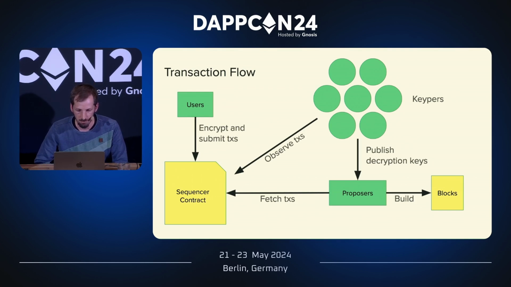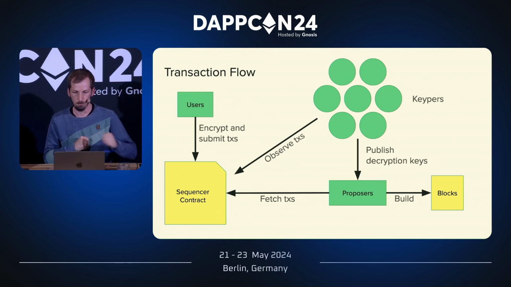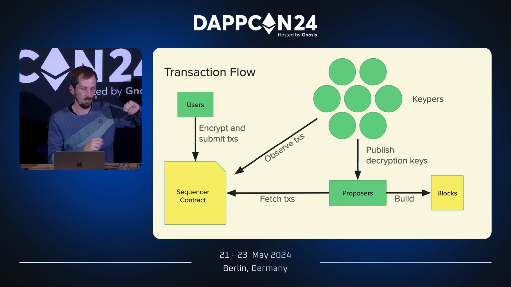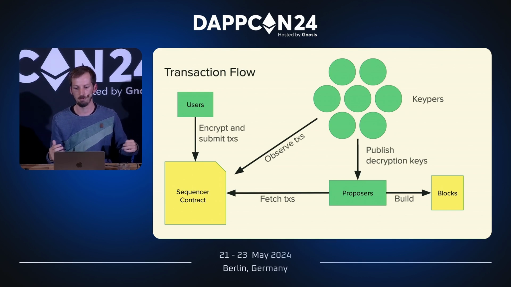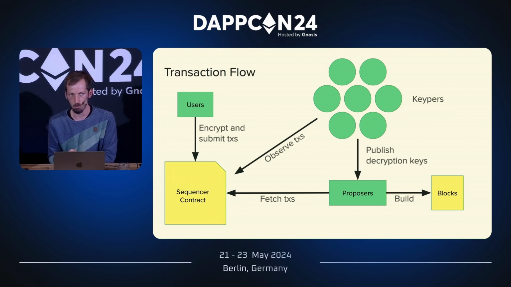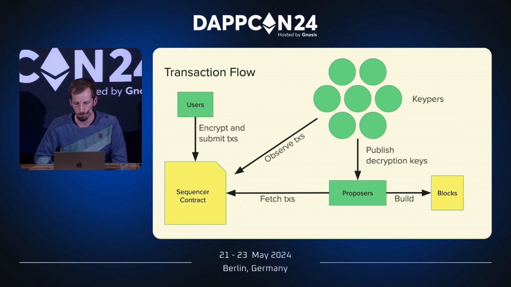Now the sequencer contract is observed by both the proposers and the keepers. The keepers do it because they check for every slot which keys they have to produce, which transactions have to be executed, and then they publish the decryption keys for those transactions. The proposers watch that contract because they take the encrypted transactions from there, then they take the keys from the keepers, and then they decrypt them and include them in the block, at the front of the block, according to the order that the sequencer contract told them to.